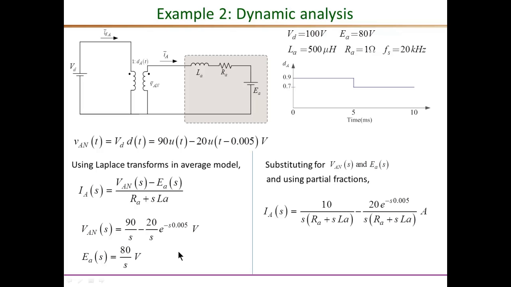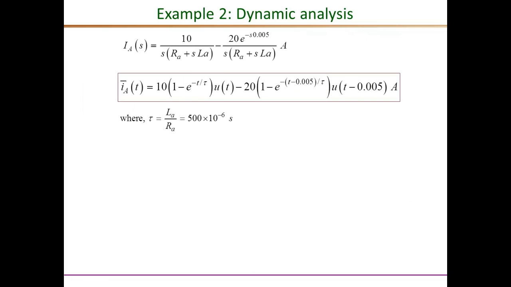So we can substitute these values in our equation for IA to result in this Laplace equation, and eventually take the inverse Laplace as shown here to come up with the time domain transient expression for the inductor current. After partial fractions, this is IA of s, and the inverse Laplace of that was 10 times 1 minus e to the minus t over tau, where tau is this time constant LA over RA, and for the given values it was 500 microhenry over 1 ohm, which gives you 500 microseconds.